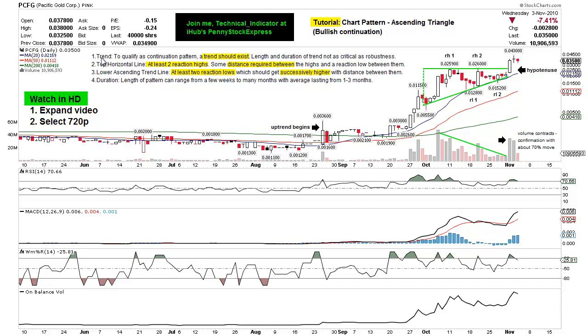Alright, let's talk about the four categories that are listed right here: trend, top horizontal line, lower ascending trend line, and duration. So your trend is right here. It breaks above the MA20, so you have an uptrend, and it continues above that middle Bollinger Band, or MA20, for quite some time, so it qualifies as a trend. Now you need a top horizontal line, which sets itself up here off of 0.026. Then you need a lower ascending trend line, which essentially is getting higher as it goes. And then you need some duration, usually a couple of weeks to a couple of months.